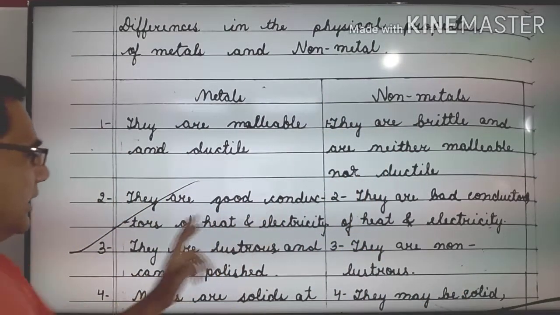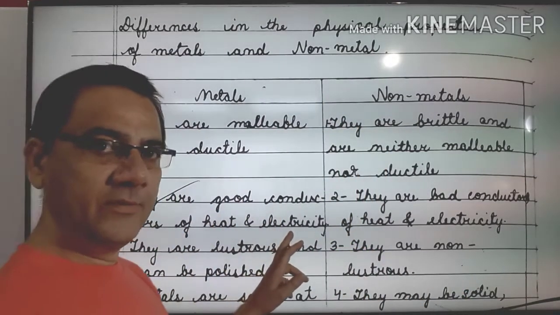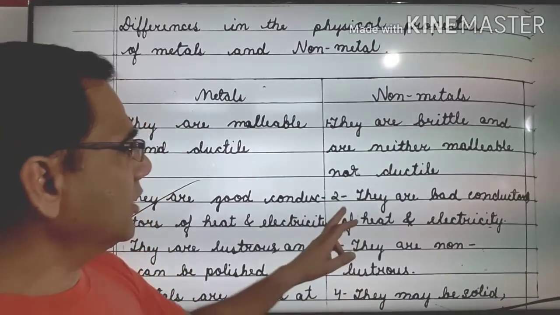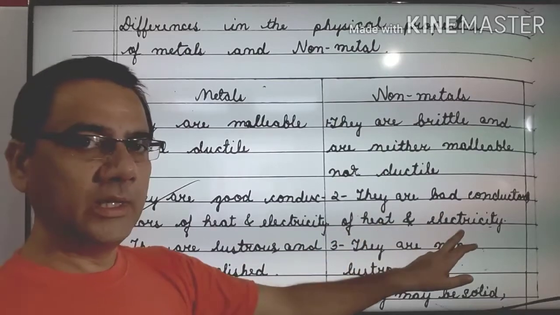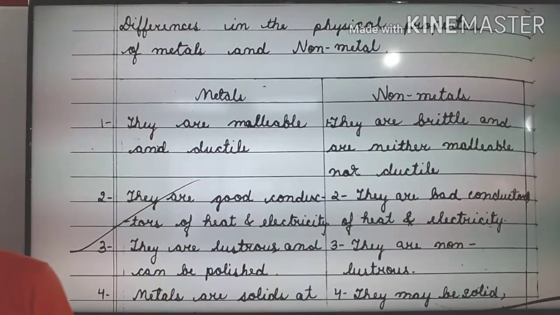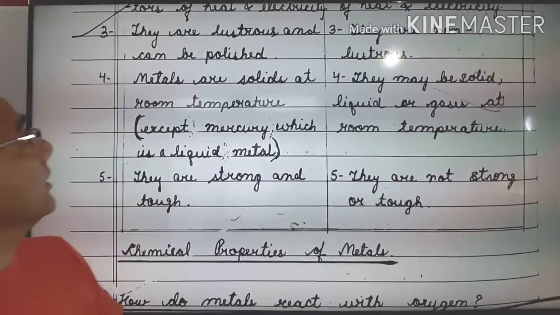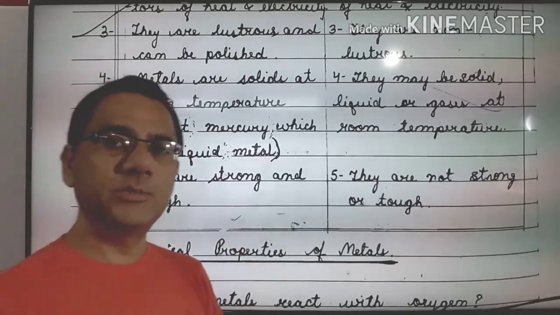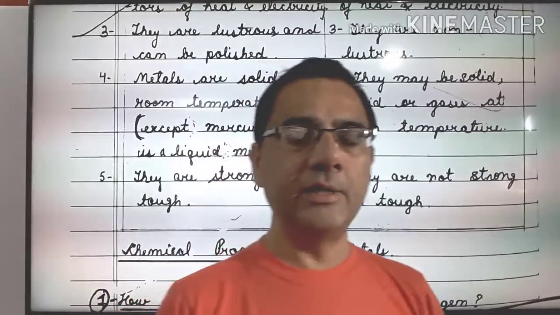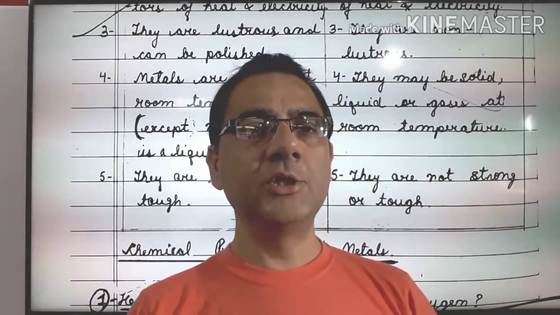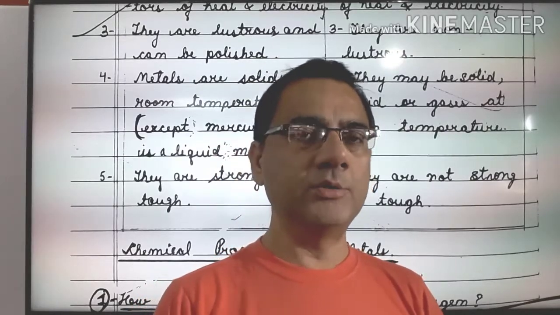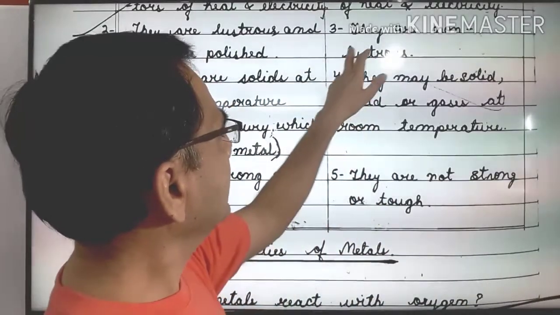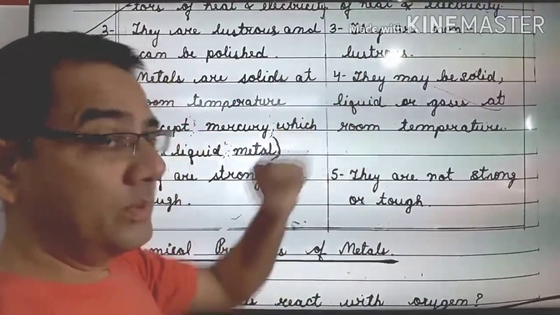Second point, metals are good conductors of heat and electricity. You are very familiar with this. But the non-metals are bad conductors of heat and electricity. Now the third point, metals are lustrous and can be polished. Lustrous means shiny. The surface of metals is shining, and polish can be applied on them. But the non-metals are non-lustrous and cannot be polished.